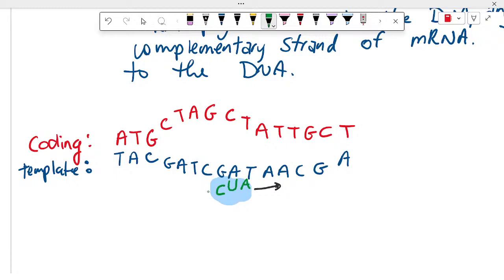C, and from that C? G, and then T would be A, and then A would be U, not T, good. G would be C. Across from C would be G. Across from A would be U again. Across from T would be A. Does that make sense?